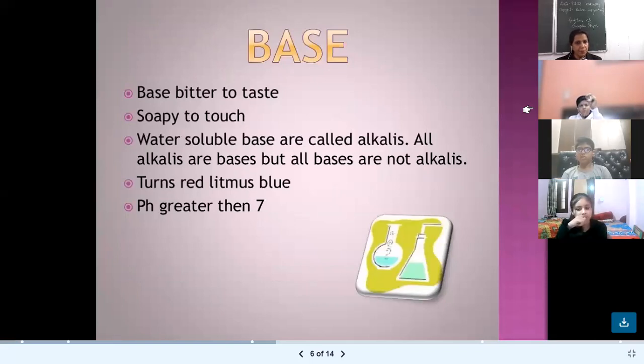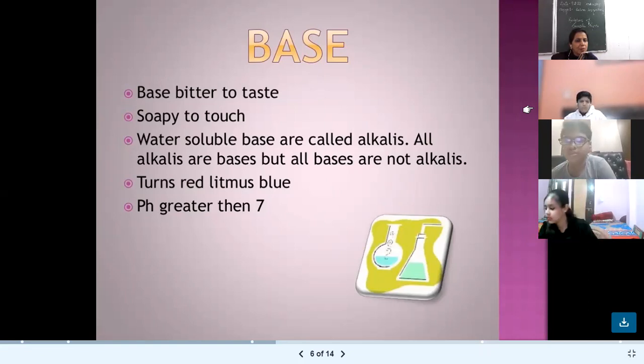Next is base. So easily you can differentiate. Base, you are all familiar. Soap, you use soap daily. It is soapy to touch. When we touch a base, it is soapy to touch. It slips in our hand. And children, it's a very important point: water-soluble bases are known as alkalis. Last point you can leave. And BRB, already I had told you, BRB means bases turn red litmus blue.